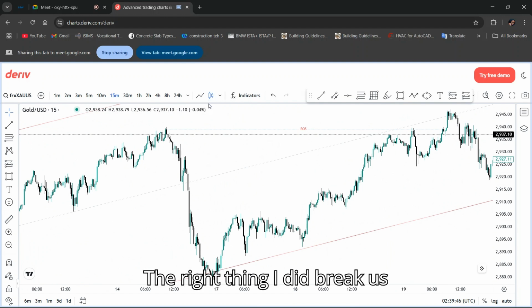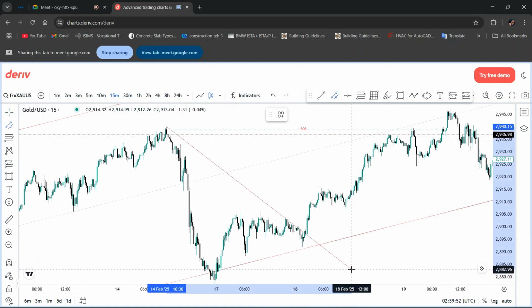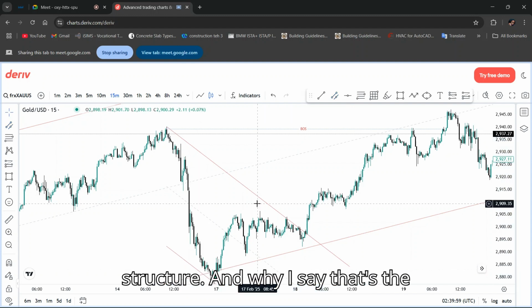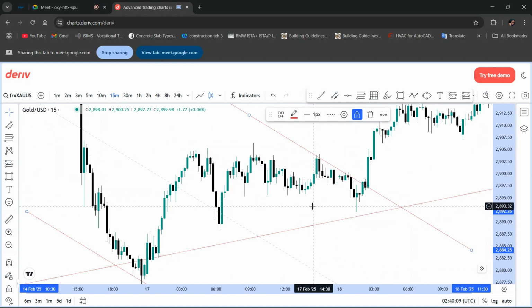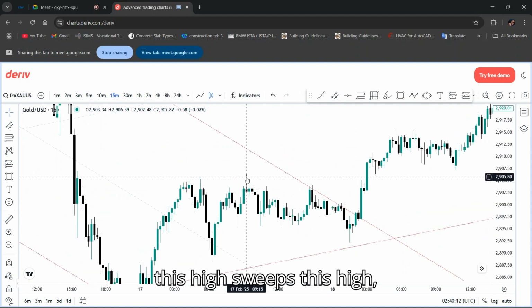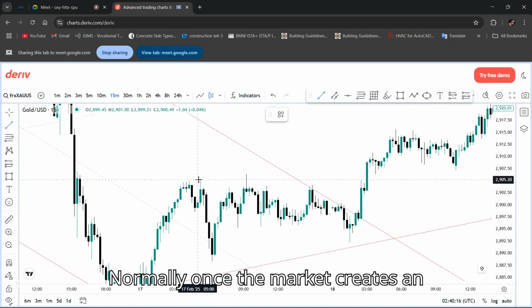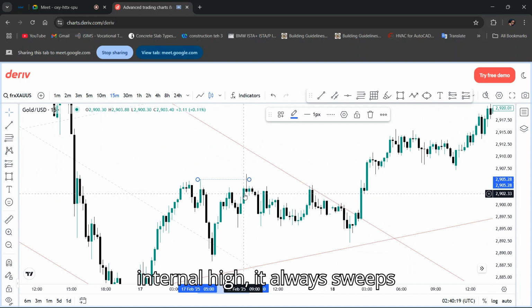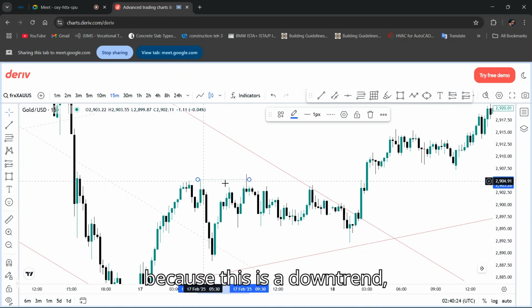This is where we broke out of the structure. Yeah, that's the area where it broke structure. And why I say that's the area is because this high swept this high, so we get a pullback. And normally, once the market creates an internal high, it always sweeps the previous high. Once it creates a new high, it always sweeps the previous high, because this is a downtrend.